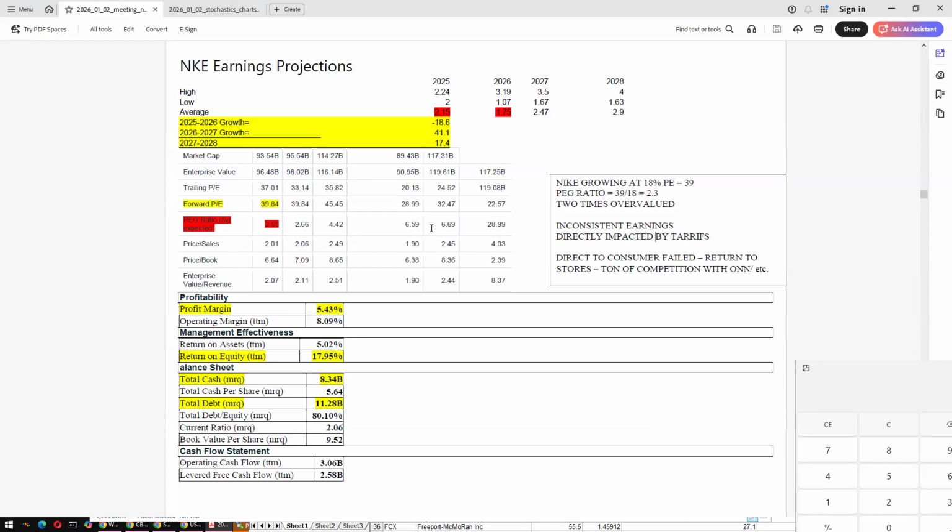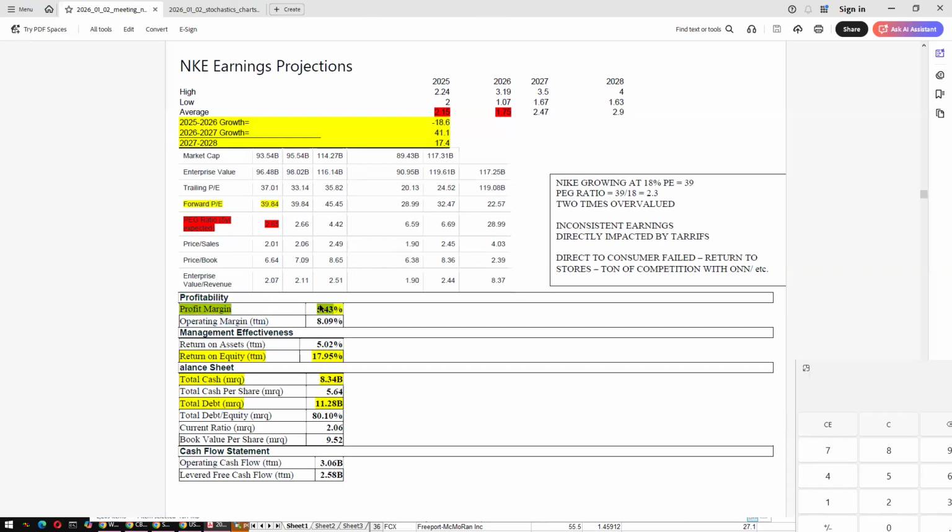And for me, it's very inconsistent. It's not a stock that I could buy and know in 10 years or 20 years that they're going to continue to be growing. They have a lot of competition. They're in the athleisure world, and you have Lululemon, you have ONN, you have a lot of new startup sneaker companies. So for me, retail is very challenging. I try to avoid retail because it's not very consistent.